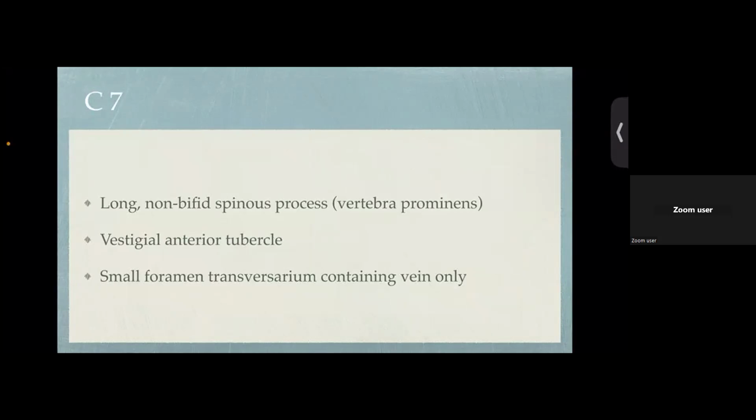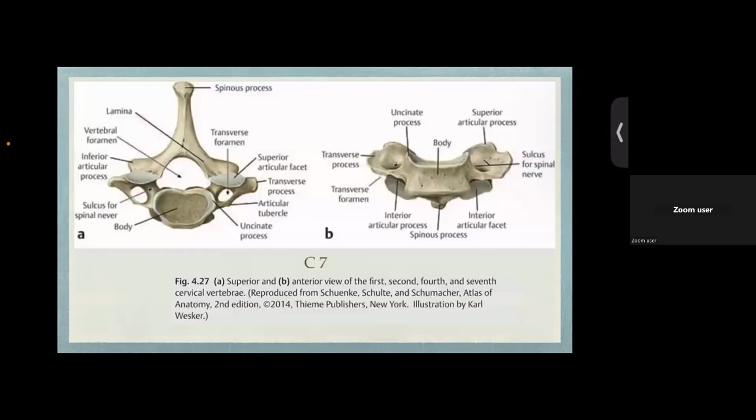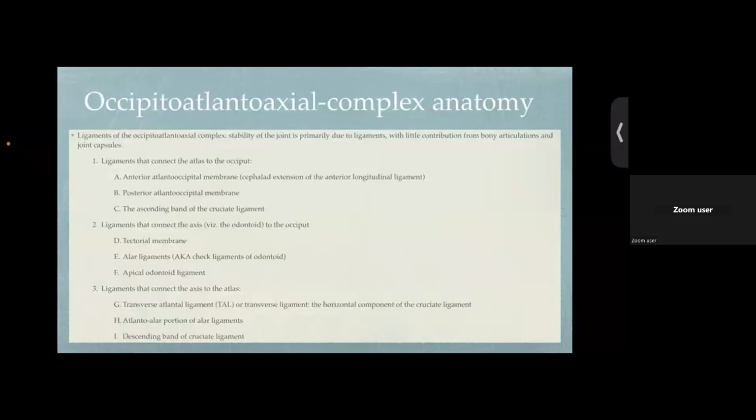So this is the only vertebra that has only the vein coming out from it. From C6 upwards would have both the vein and the artery coming through the transverse processes on either side. Just another diagram showing the C7 vertebra.